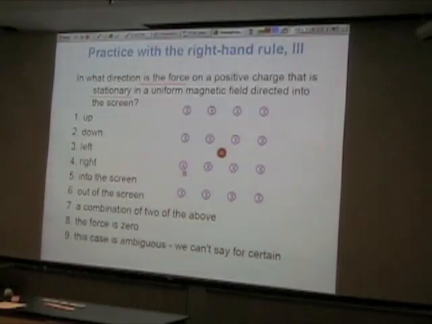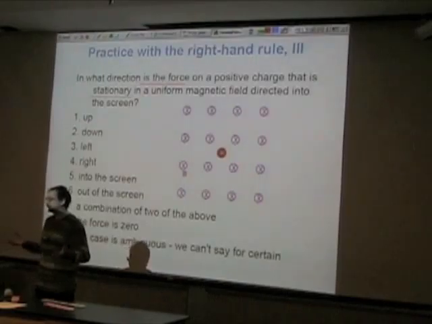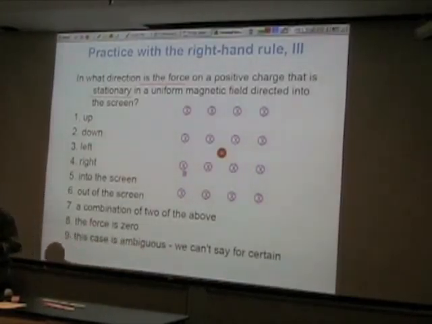If there is no velocity, it doesn't matter how strong the charge is or how strong the field is, the magnitude of the force must be equal to zero, because you're multiplying by zero velocity. So in this situation, the right answer is number 8. The force is zero.